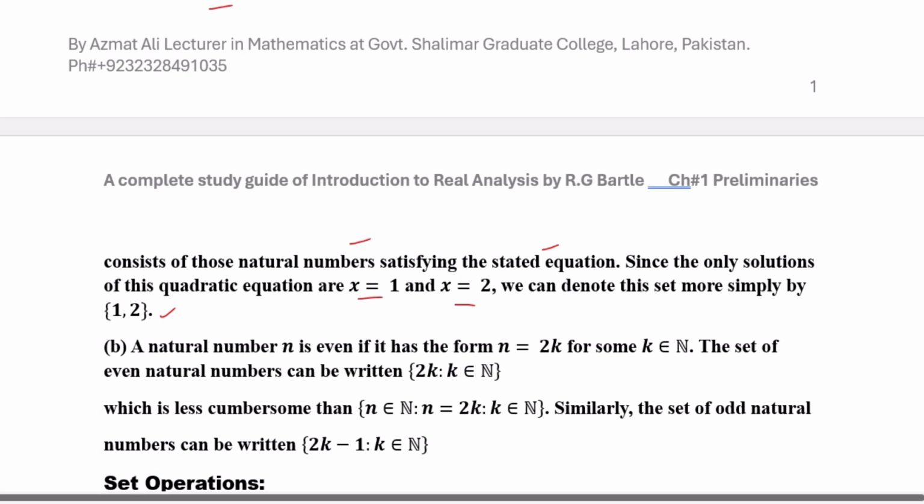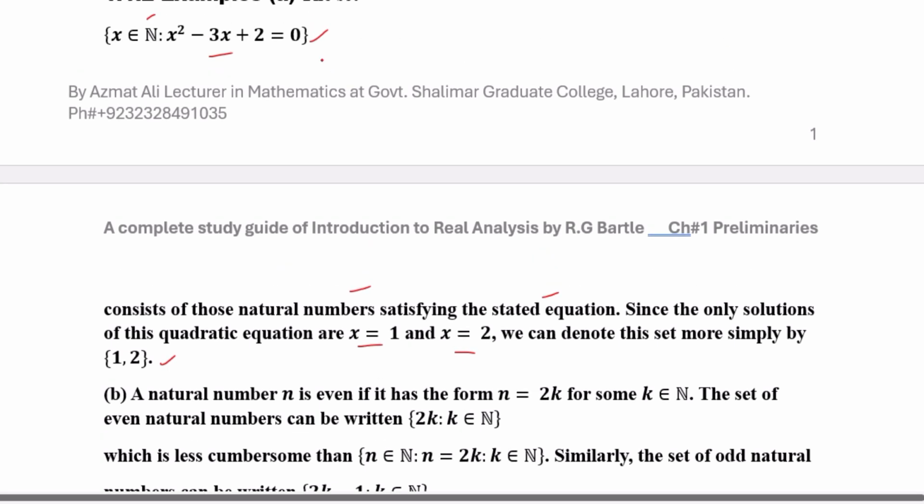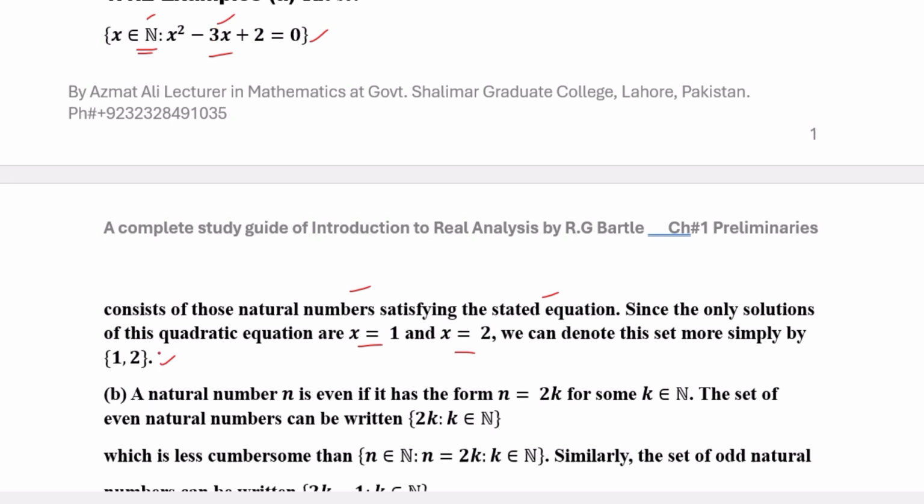So actually, the above one is the set builder form that is being used here. This shows all those roots that are integers and satisfy this condition, while this is the tabular form of those roots.